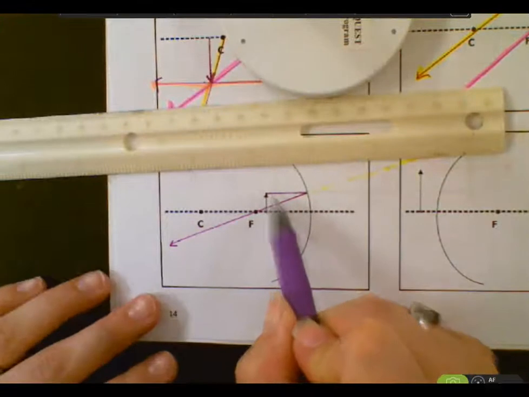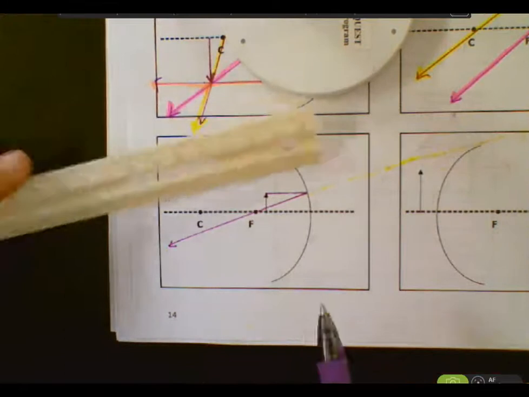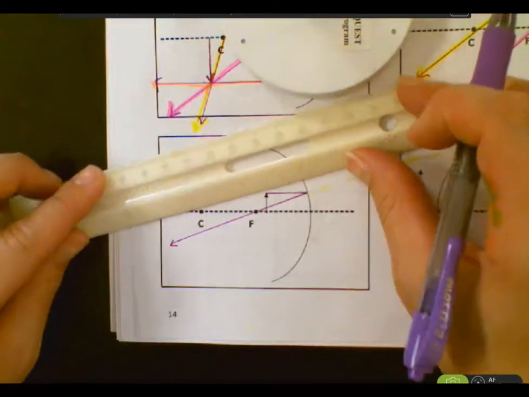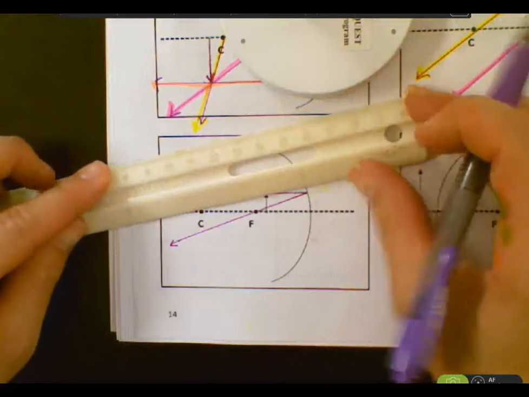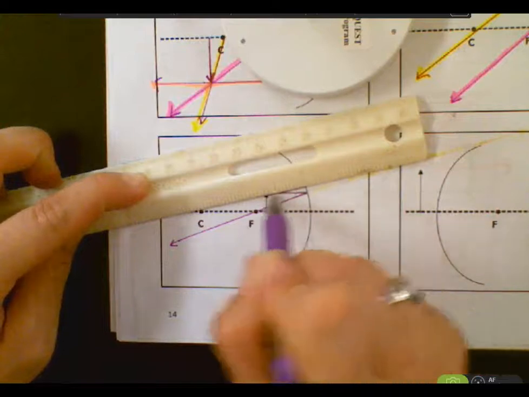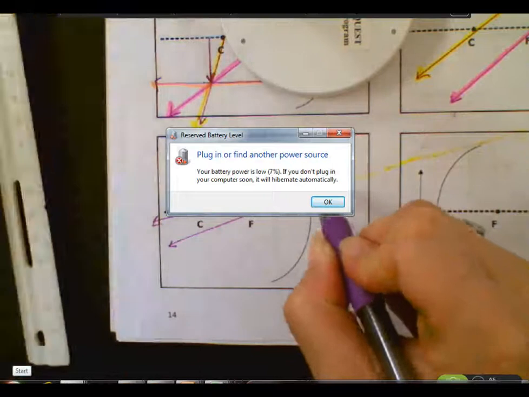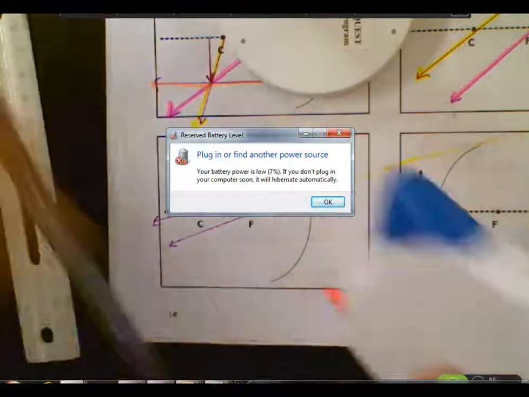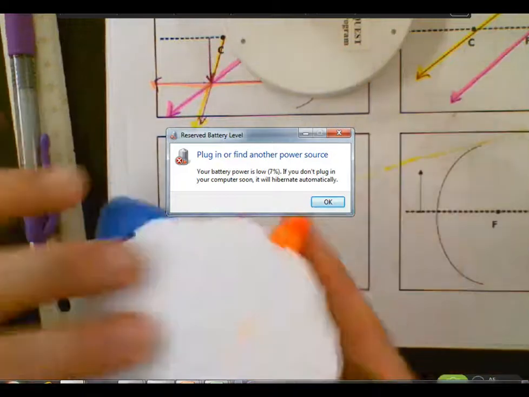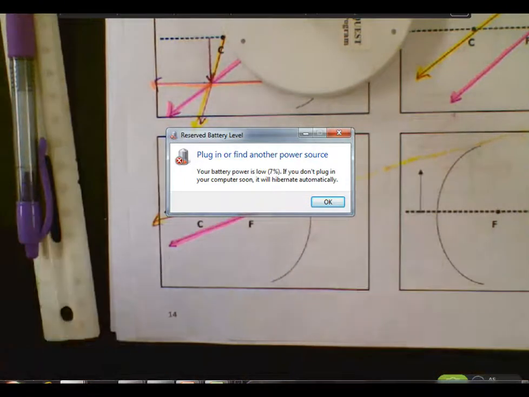Can I do the line where I go through the focus and then parallel? Nope. But can I do my C just like I did up there? Yes. So I can hit my mirror and then come back and go through my. So what happens here, that my pink line, that was my first line. This was my third line.